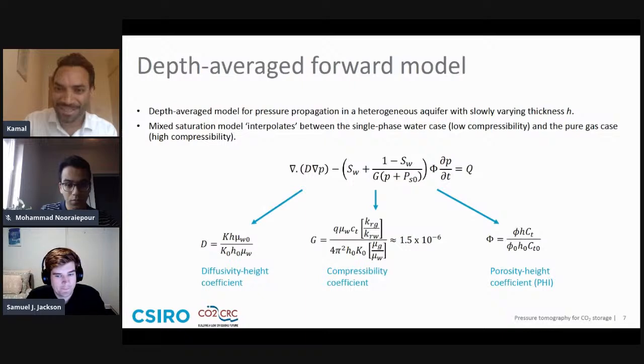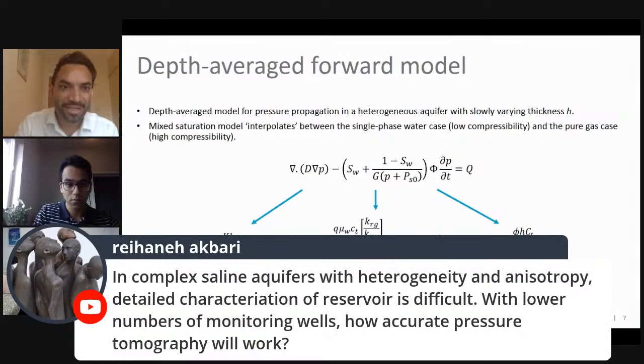Thank you, Sam, again. We got another question from Riane. In complex saline aquifers with heterogeneity and anisotropy, detailed characterization of reservoirs is difficult. With the low number of monitoring wells, how accurate pressure monitoring will work?